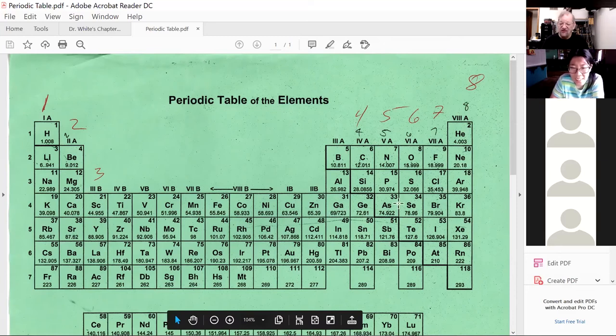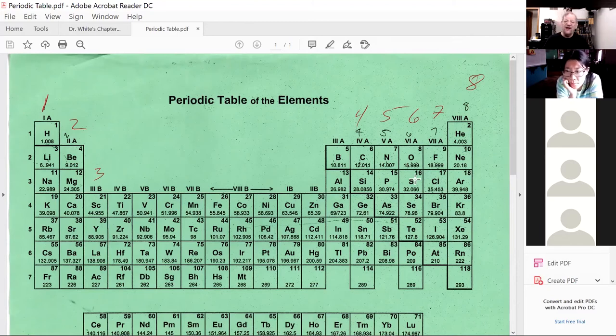It has chemical symbol S. 16 is atomic number. Atomic number tells you how many protons and electrons, and the answer is 16.